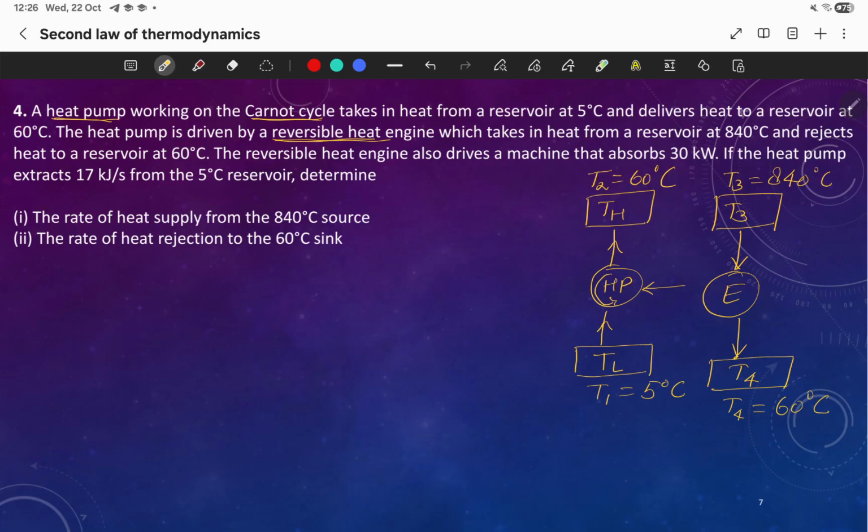The reversible heat engine also drives a machine that absorbs 30 kilowatt, and rejects heat to the reservoir. So some portion will go in doing W1.